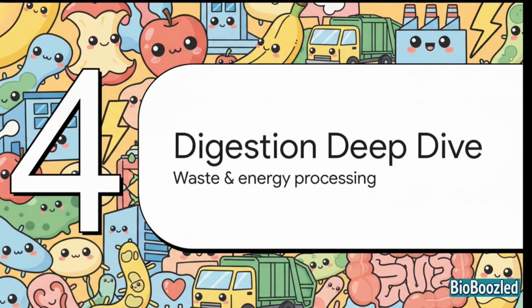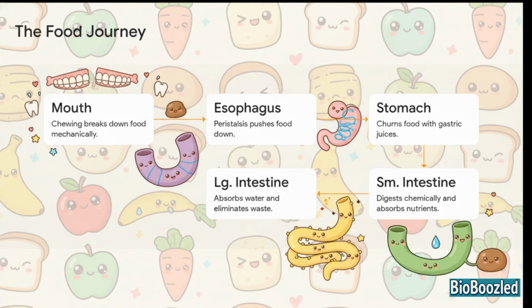Which brings us to section 4, a deep dive into digestion, the waste and energy processing department. When you really look at it, the digestive system is essentially one continuous, complex tube dedicated to breaking down food and absorbing nutrients. The journey starts in the mouth, where chewing and saliva kick off the breakdown. Food is then pushed down a muscular tube called the esophagus, using these rhythmic, wave-like contractions known as peristalsis. It's kind of like squeezing a tube of toothpaste.